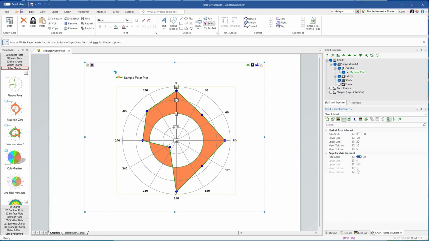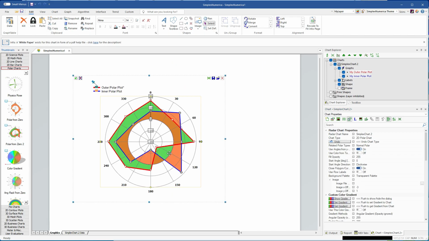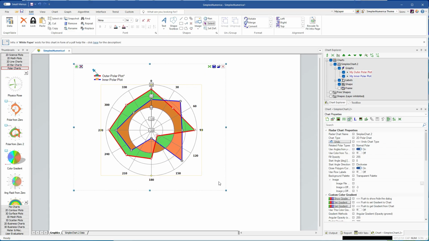Use the example charts from the thumbnail window as a good startup. Go to Polar Charts and then select the picture, Polar from 0. Here, you can see at first glance where the negative values are located. This is also possible for several graphs at the same time with a partially transparent representation. Select the thumbnail below to show this.